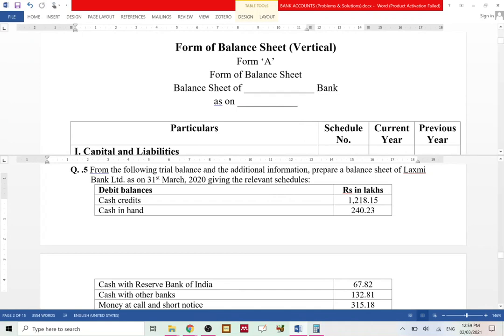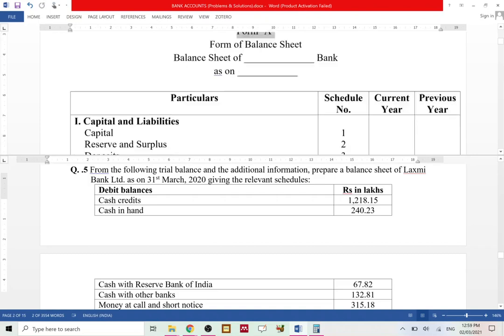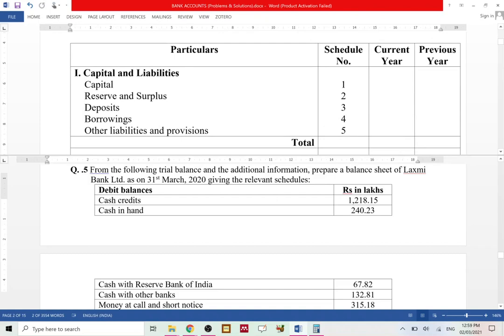So the balance sheet is prepared in case of banking companies in something called a Form A. It's called a Form A, the format of the balance sheet, and accordingly you have to write it as balance sheet of so and so bank as on so and so date. Now it's very similar to the type of balance sheets we have seen for manufacturing industries and all other types of companies, but with a few changes. Capital, reserves and surplus remain the same.